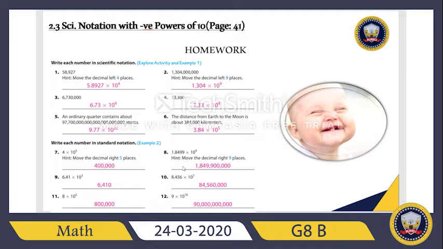In number 8, the number is 1,849,900,000, which is this number. You have in number 9 6,410. In number 10 you have 84,560,000. In 11 you have 100,000. Finally, this huge number, I believe it's 90 billion. So compare your answers with these and see if you have given the right answer or not.